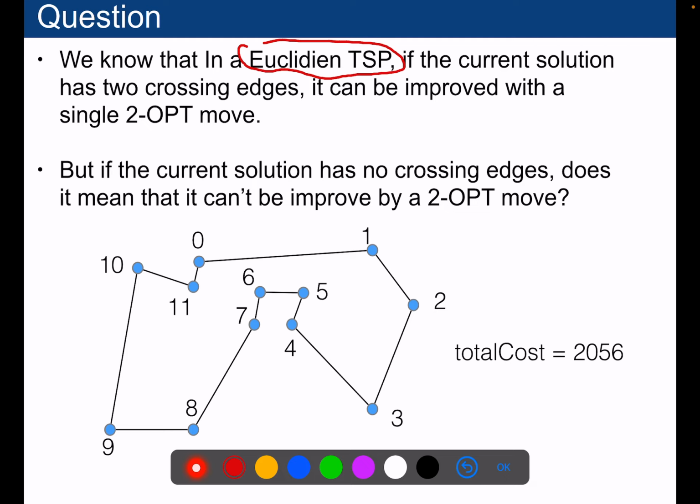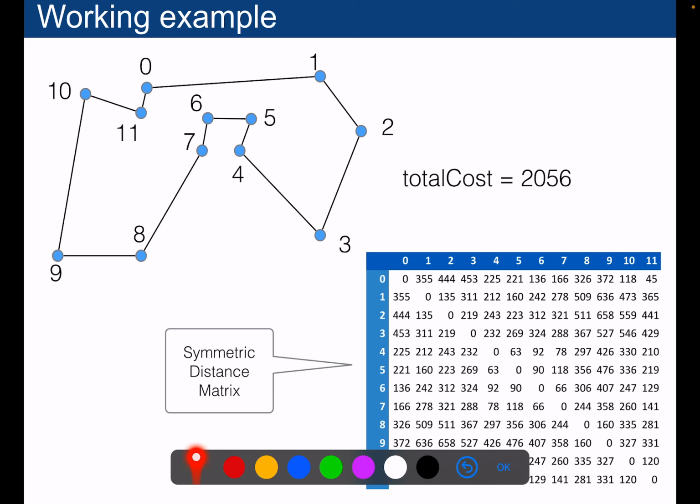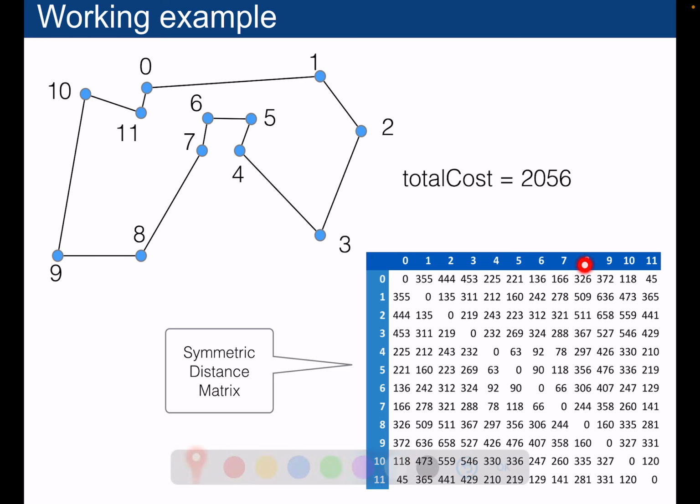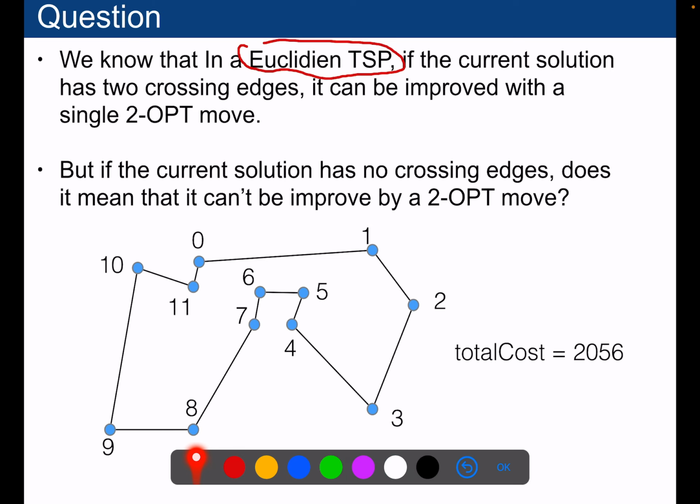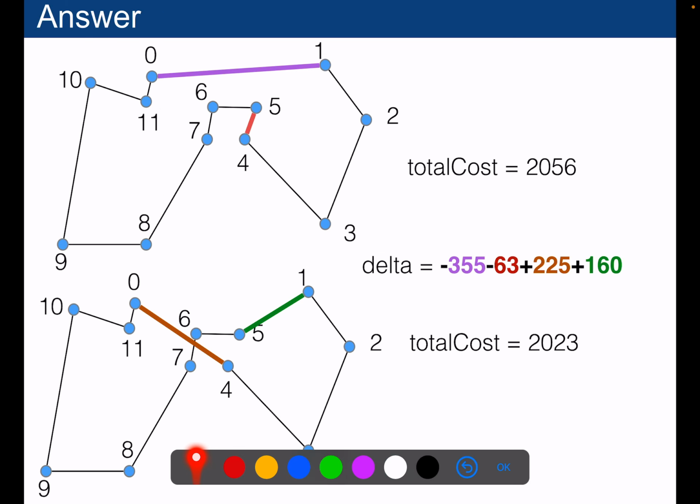Let's see an example here on this small instance. That's a small instance, and this is the distance matrix that we have. You see that it's symmetric, right? You can see the entry 2,0 is the same as the one of 0,2, and so on. So this is a symmetric matrix, and you have 0 everywhere on the diagonal. So let's study the example. You see clearly that there are no crossing edges.